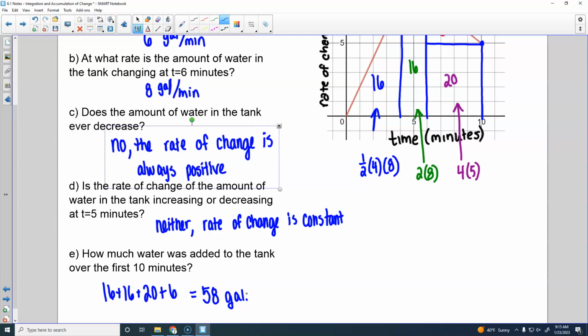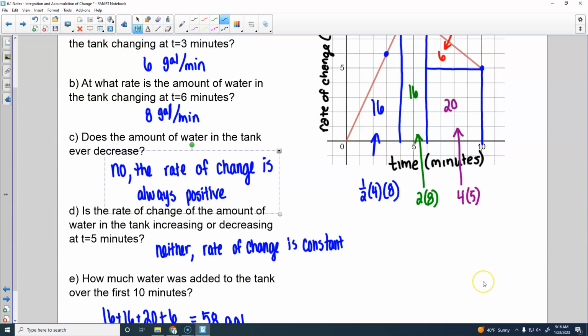Okay, so that's the amount of water that was added to the tank. If there were already 100 gallons in the tank, then it'd be 158 gallons total if they asked us for the amount. So we just know this much was added. If the tank was empty when we started, then there's only going to be 58 gallons in the tank. It just depends on what information you have, and that was not given to us.